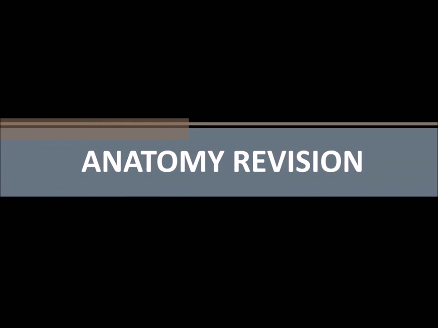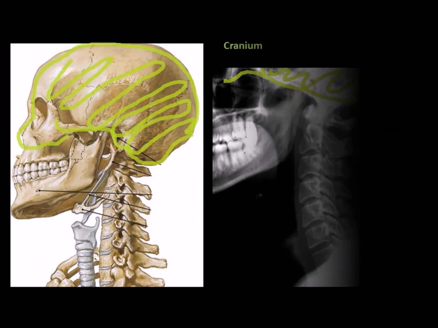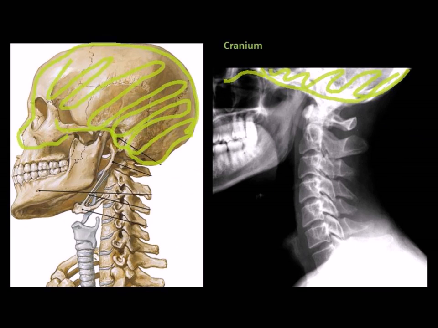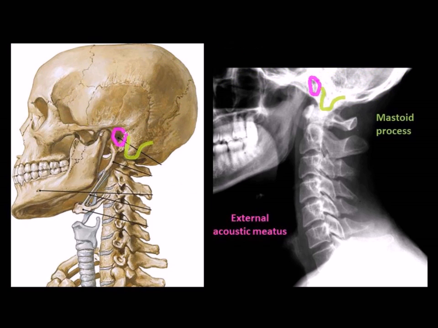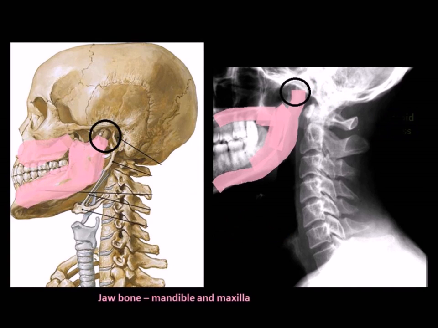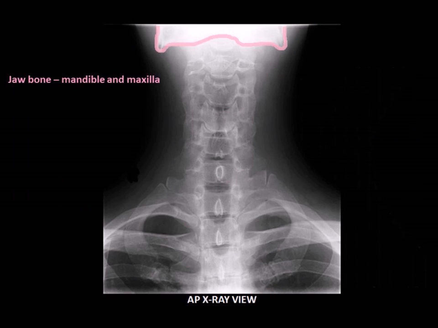Before analyzing an x-ray, it is important to go through the anatomical structures that we are going to be examining. In green, we can see the cranium. On the same lateral view, we can see the external acoustic meatus in pink and the mastoid process in green. Also on the lateral view, we can see the mandible and maxilla as highlighted in pink, and we can see these same structures in the AP view.